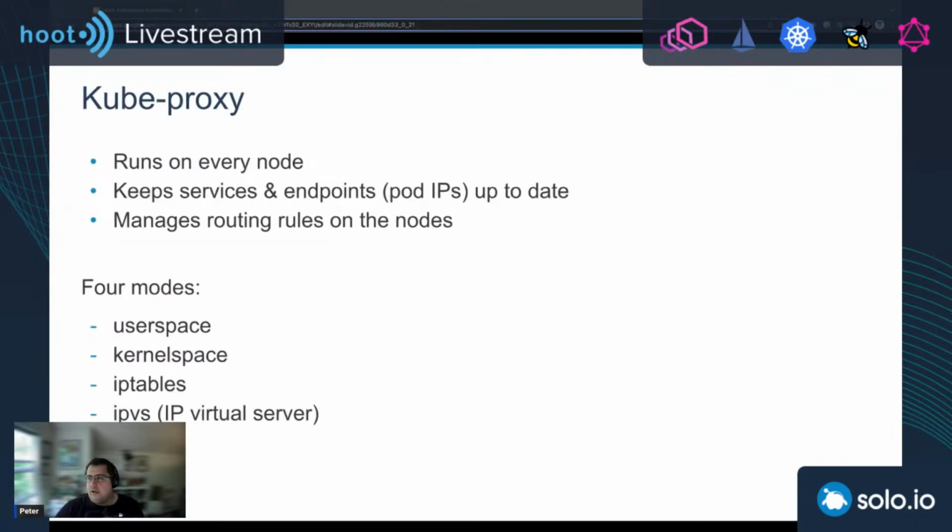All right, so kube-proxy, I mentioned it before. Kube-proxy, a network proxy, runs on every node in the cluster. It's connected to the API server, and it's responsible for keeping the services and the backing endpoints, the pod IPs, up to date. Additionally, it also configures and manages the routing rules on the nodes.